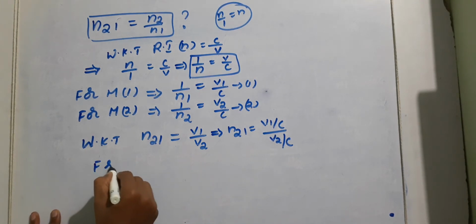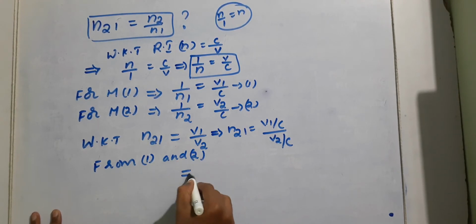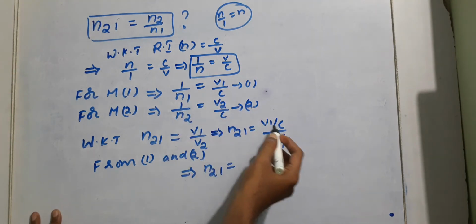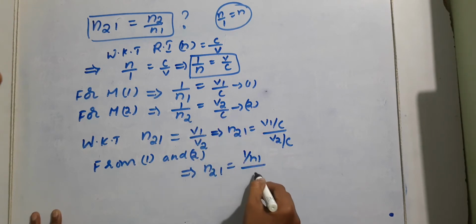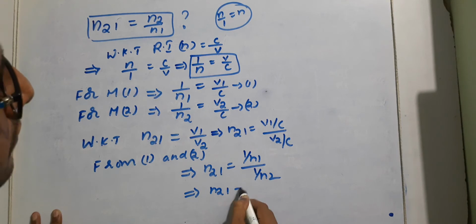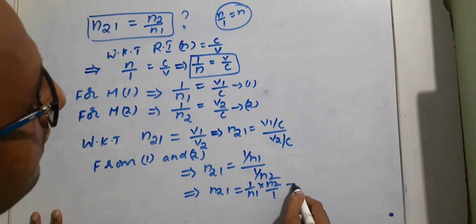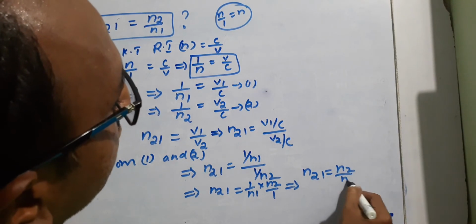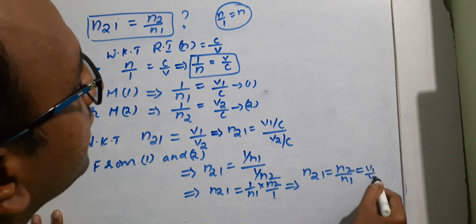So now from equation 1 and 2, students, this implies n21 is equal to v1 by c, which we can write as 1 by n1, over v2 by c, which we can write as 1 by n2. This implies n21 is equal to 1 by n1 into n2 by 1, so n21 is equal to n2 by n1, which is also equal to v1 by v2 from its definition.